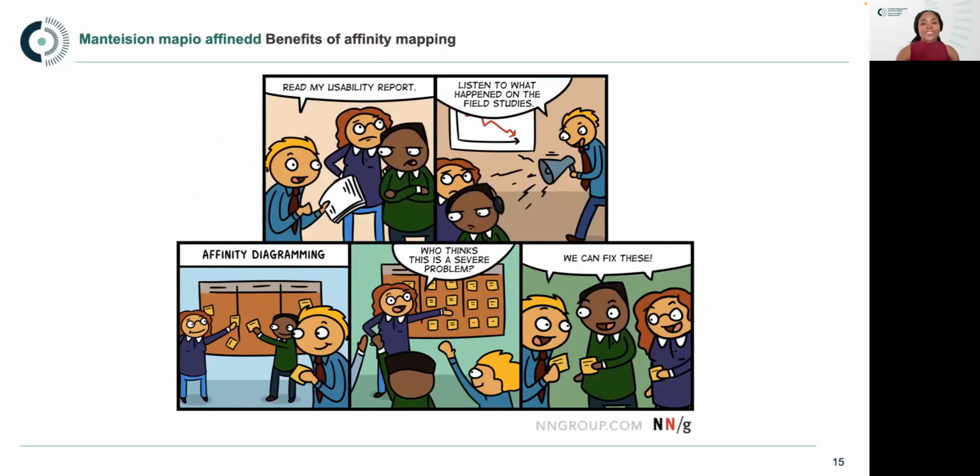So this graphic here illustrates how you can use affinity mapping to get buy-in from stakeholders. I will just give you a second here to digest the graphic, and then I'll pass this over to Tom. So he'll talk about how you can collect and prioritize research data. Next slide, please.